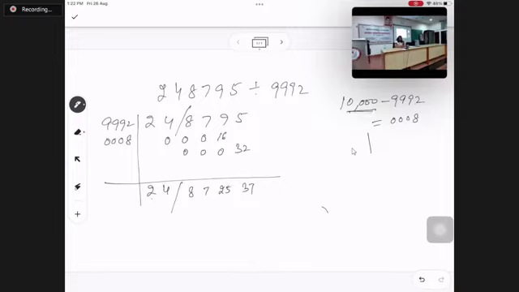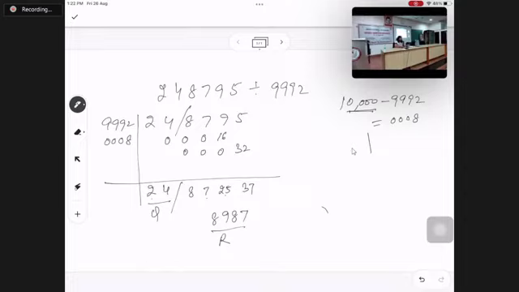So it has 4 zeros, so we need to carry over. This is 7, 25 plus 3 is 28. 7 plus 2 is 9 and 8. So this is your quotient. This is your remainder. This is the first method.